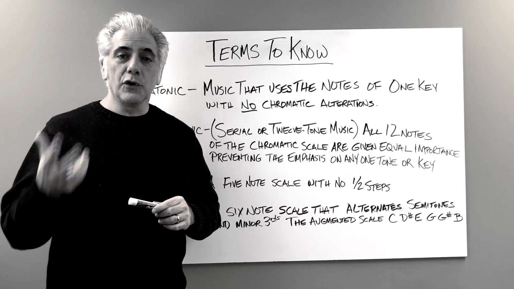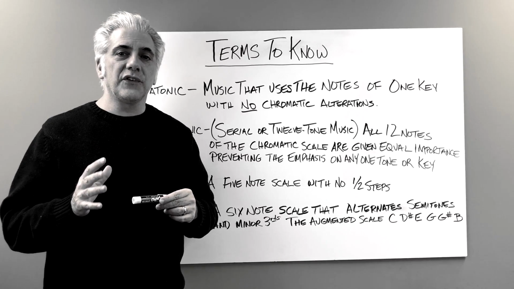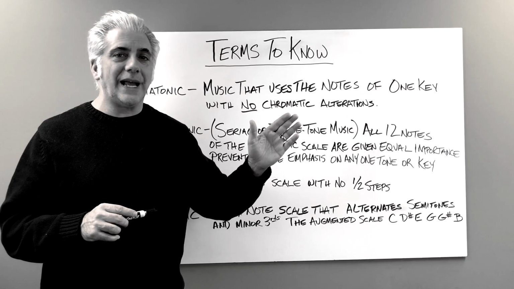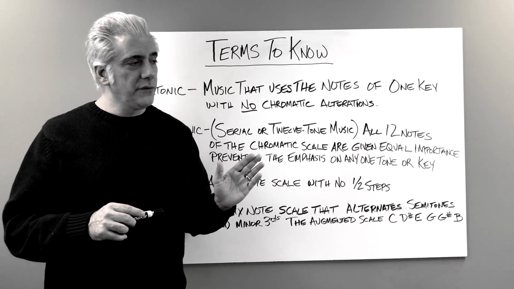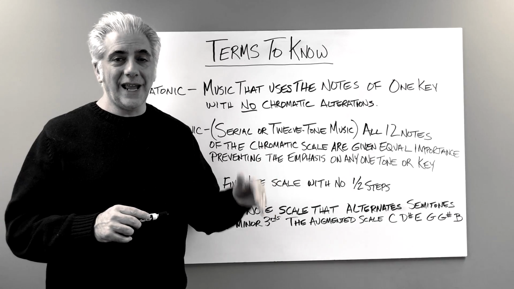Then you have the inversion. The inversion is the prime row, but when I say inverted, it means if you're going from C up to E flat, you invert the interval. So that would be a minor third up, well, you go a minor third down. So you go from C to A.